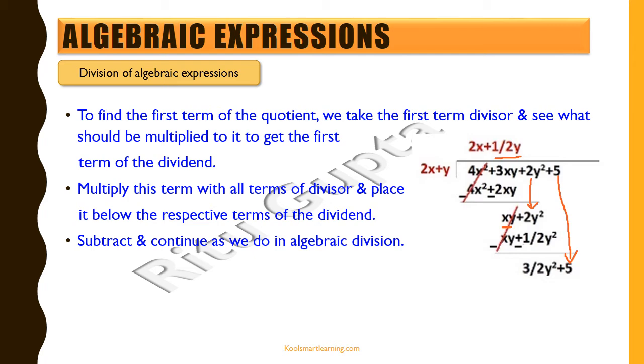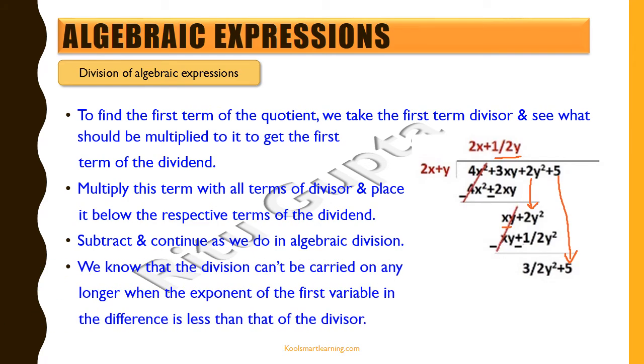And now if we see, we know that the division cannot be carried out any longer when the exponent of the first variable in the difference is less than that of the divisor. Now why do we say the exponent is less? Because we're not talking about the exponent of variable y, we're talking about the exponent for variable x, because the first term in the divisor contains the variable x. So now the exponent of x in this difference is 0, which is less than the exponent in the divisor.